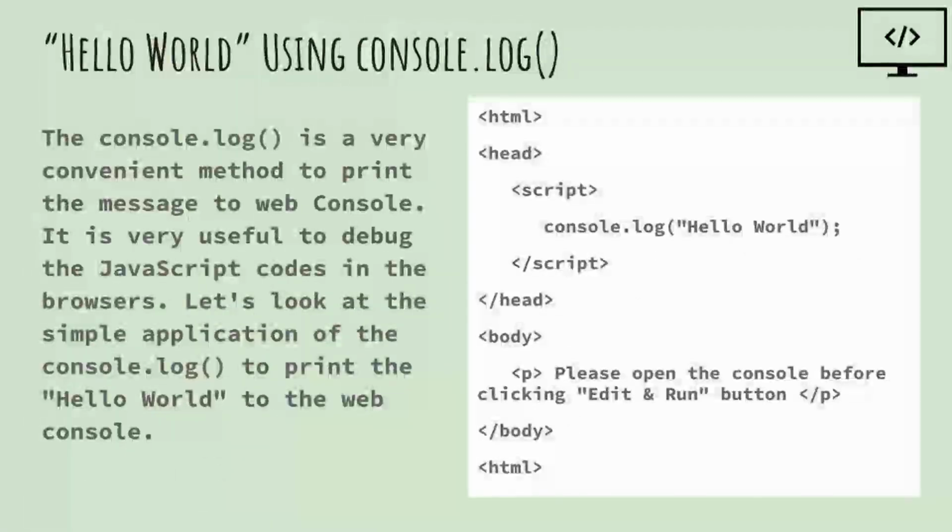Here comes our third program, that is Hello World using the console.log method. The console.log method is a very convenient method to print any message on the web console. It is useful in debugging JavaScript code. Let's look into the simple application of console.log written on the right side of the screen.